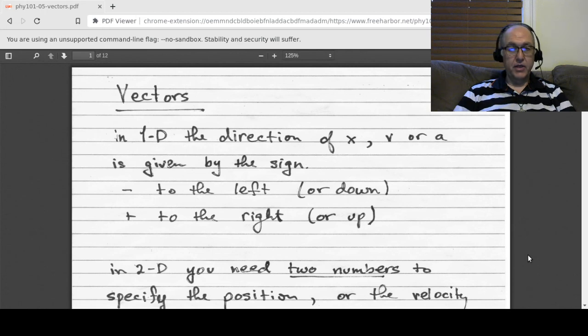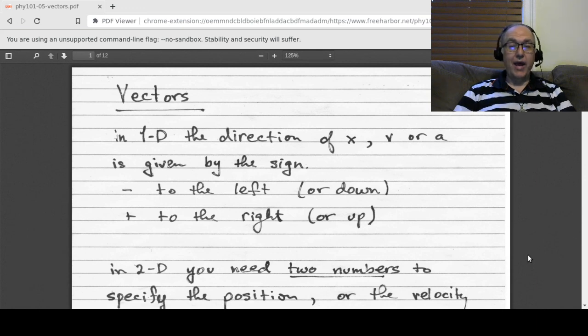This lecture is on vectors and it is for both the calc and non-calc students. There's no calculus in this lecture and there's no need for any calculus, okay? We've finished 1D kinematics and we're going to move on to 2D kinematics.